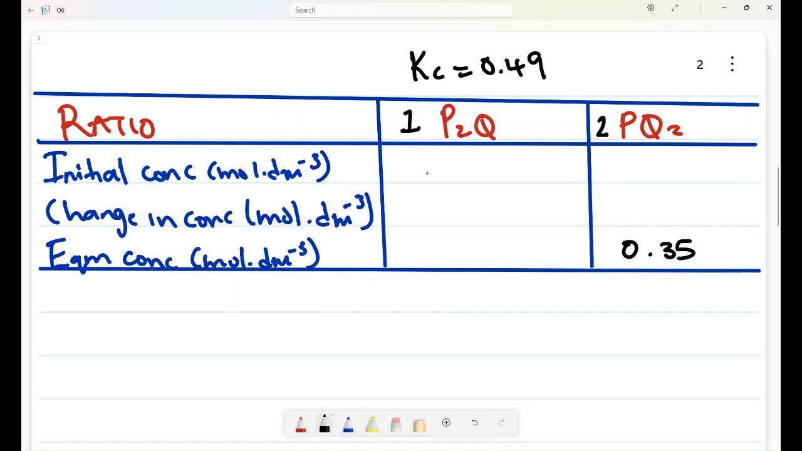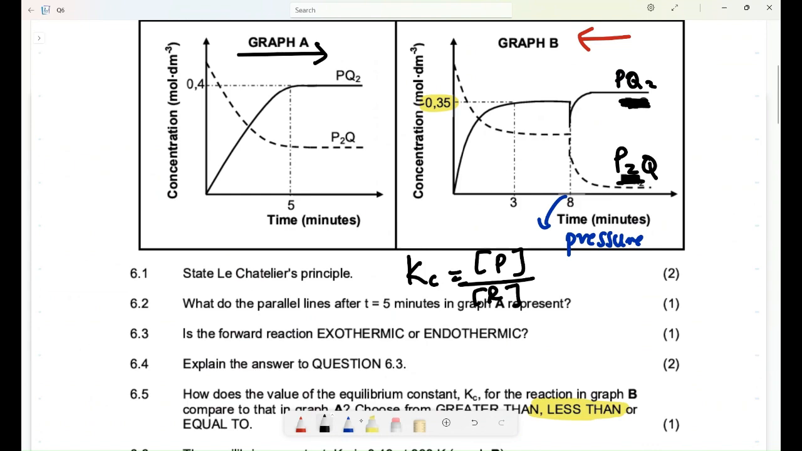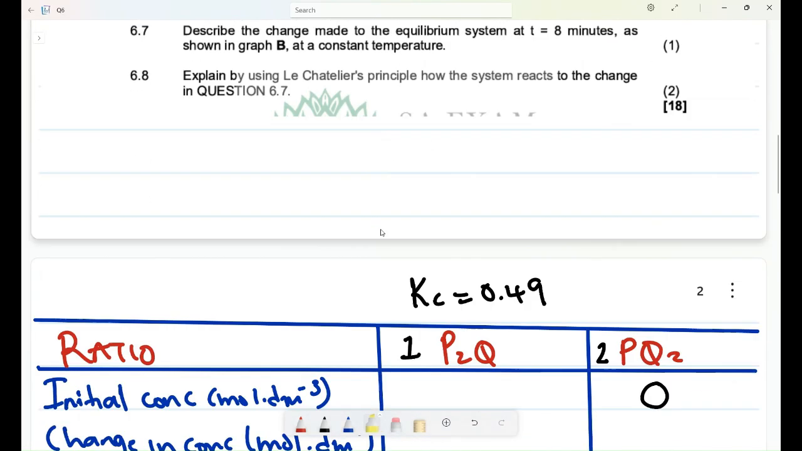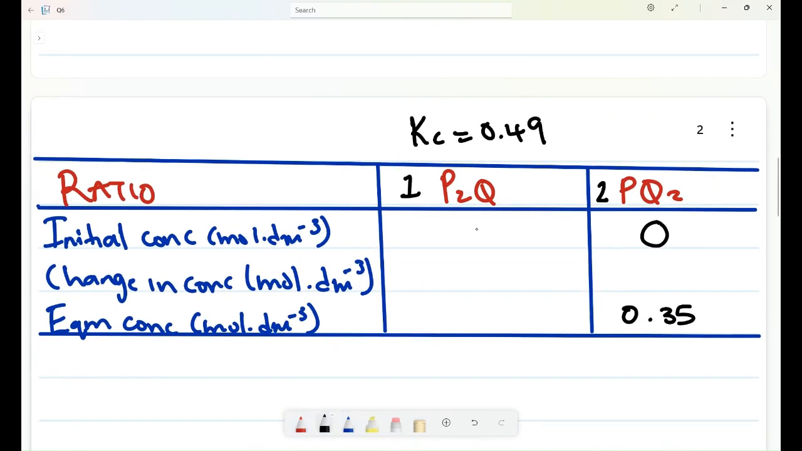0.35 at equilibrium, but initially it had what? Zero. Remember it is a product. Remember a product has zero when it starts, but as it increases, can you see it has something? It started at zero. This one will start at an unknown value. Similarly, at equilibrium, you do not know its value. So for P2Q, we'll rather say it is X here.